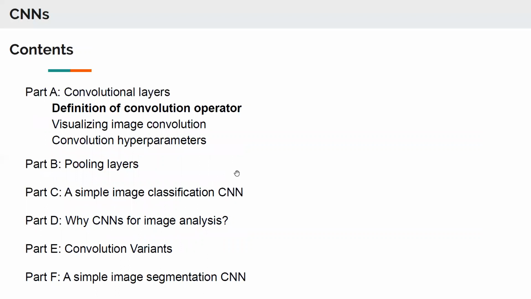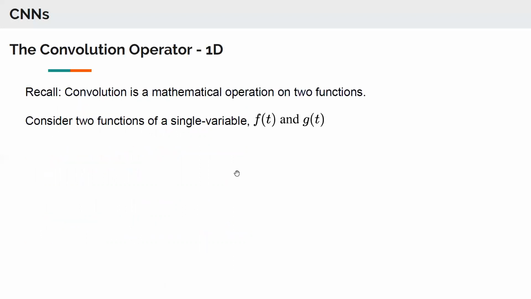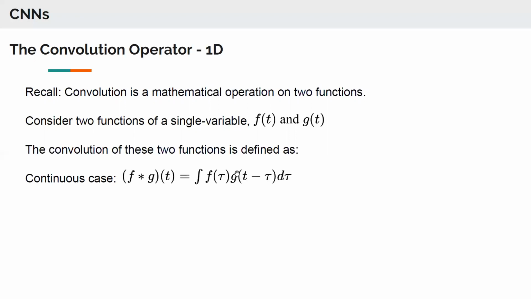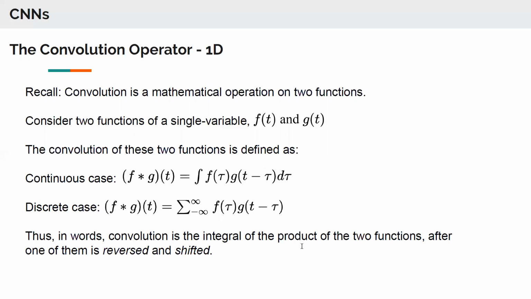Okay, so let's start with the convolutional layers. Let's start with the definition of the convolution operator, which I'm pretty sure you are aware of, but just as a quick reminder, if you think of the convolution operator in 1D of two functions f and g, it is basically defined as this. It's the integral of the product of the two functions, where one of the functions is reversed and shifted. Okay, and then in the discrete case, basically the integral gets replaced by this sum.